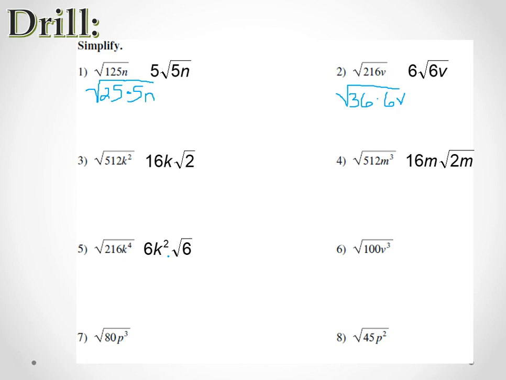The square root of 100 is 10. The square root of v cubed is v, and then the square root of v. Same way we do it for 80, which is 16 times 5. And the same way we do it for 45, which is 9 times 5.